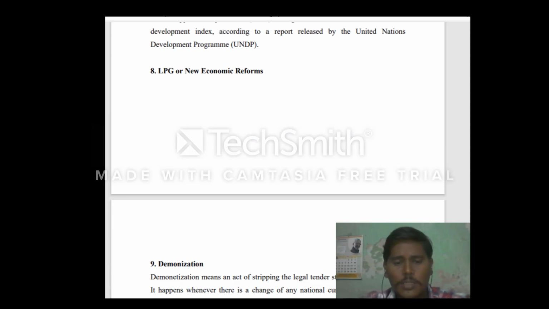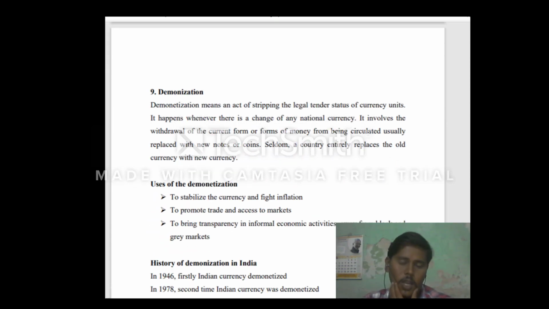Now the new economic reforms, also called LPG: liberalization, privatization, globalization, was introduced on July 24, 1991, because we had a crisis in foreign exchange. Hence, we went for the new economic reforms in 1991. Demonetization, as we are all aware, happened in 2016. It was not the first demonetization in India, it was the third. The first demonetization happened in 1946, the second in 1978, and the third in 2016.